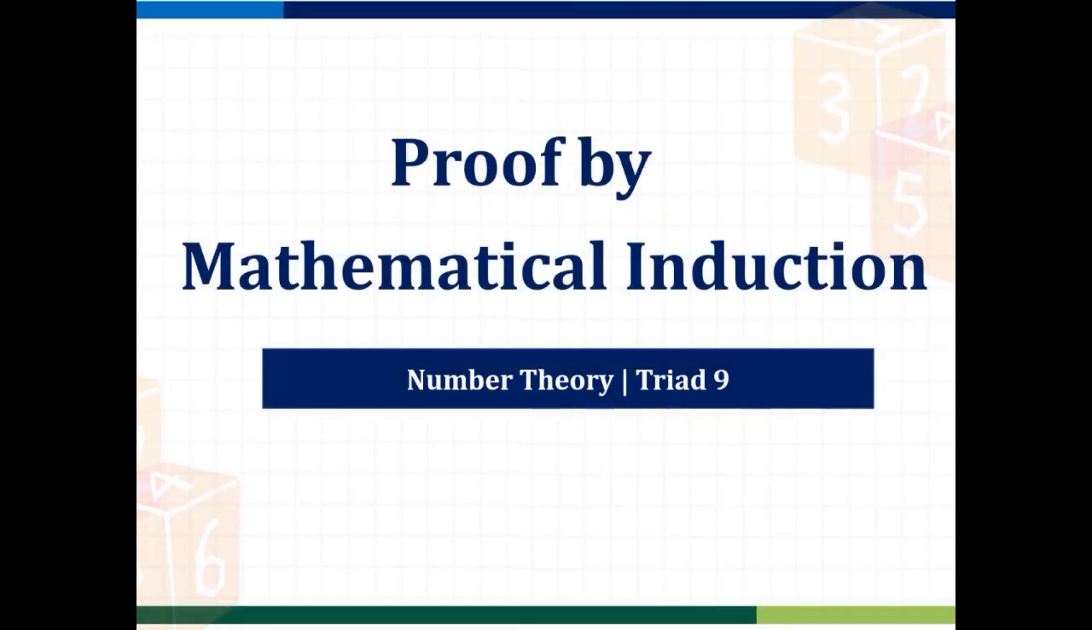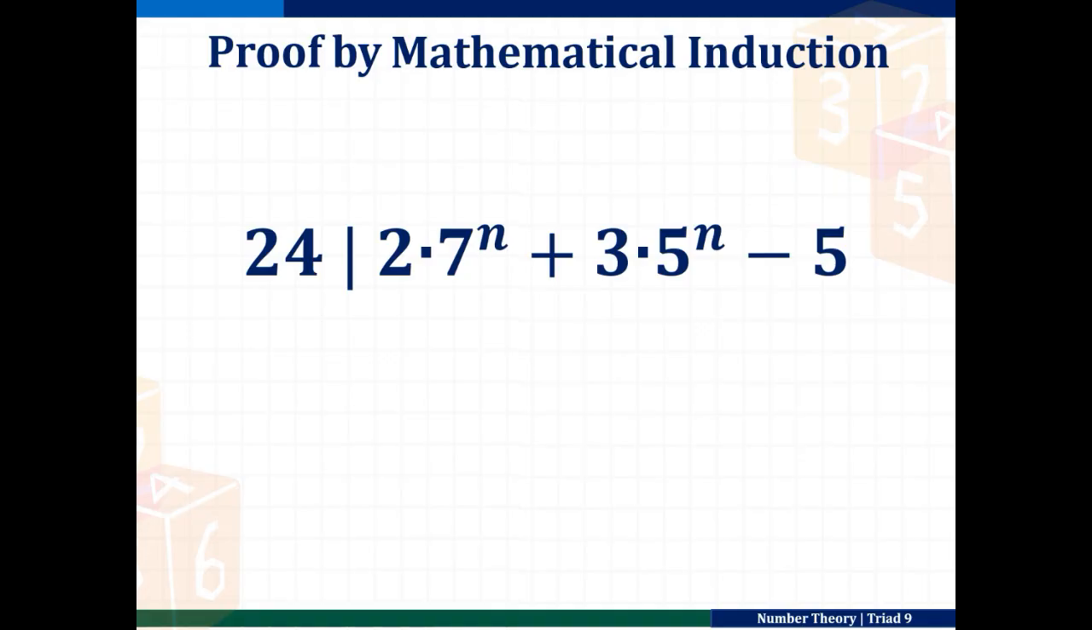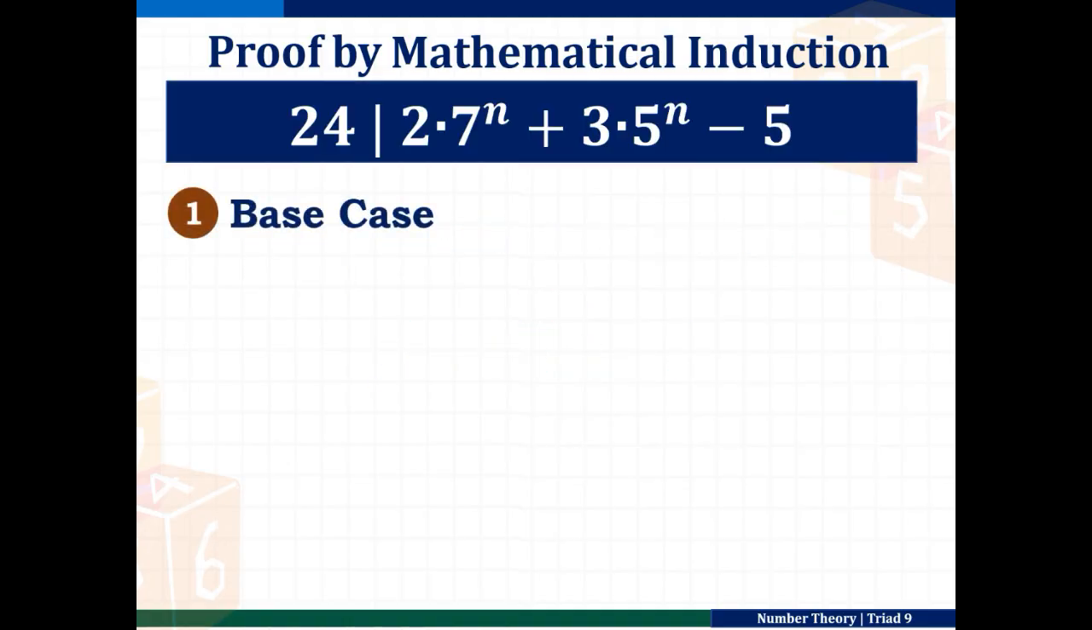Proof by mathematical induction. We are going to prove that 24 divides 2 times 7^n + 3 times 5^n − 5 for any integer n greater than or equal to 1. First, we want to check the base case. So we verify n equals 1.